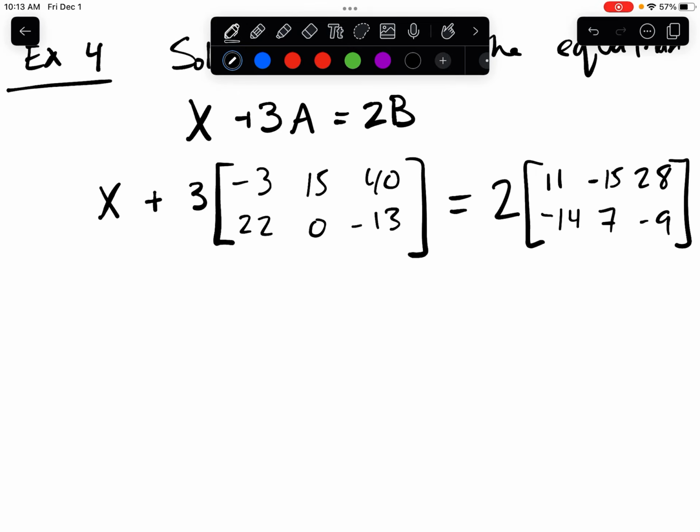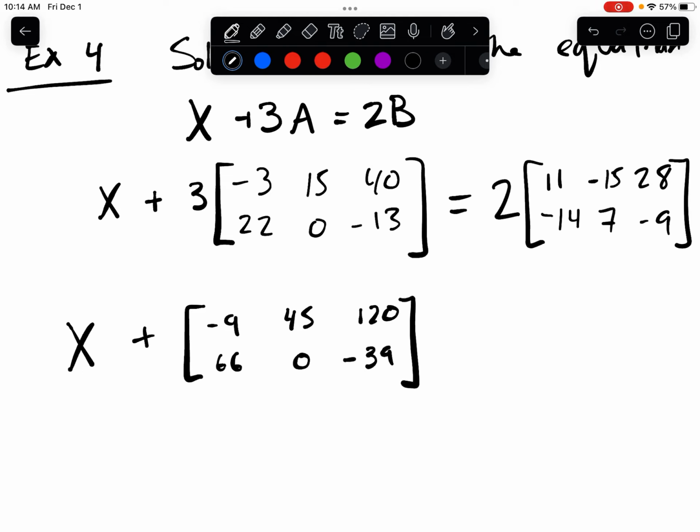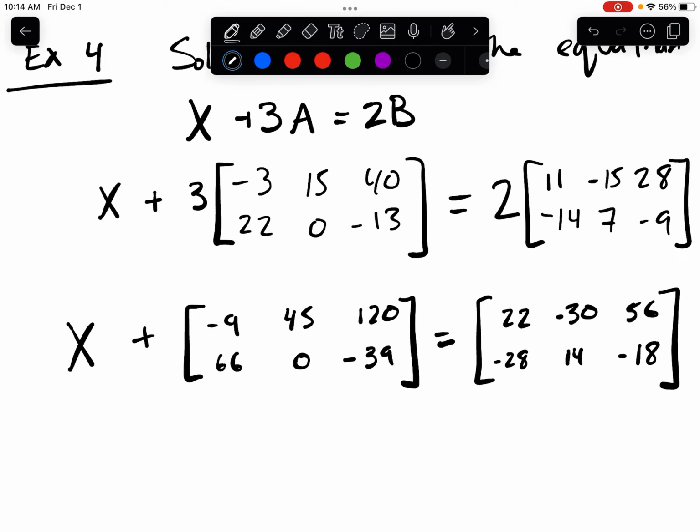So now I have to go ahead and solve this. I know that matrix X plus, I have to multiply everything here by that 3. It gets distributed to every single piece of that matrix. So X plus -9, 45, 120, 66, 0, -39 equals, and now we have to multiply everything here by 2. This is going to be 22, -30, 56, -28, 14, -18.